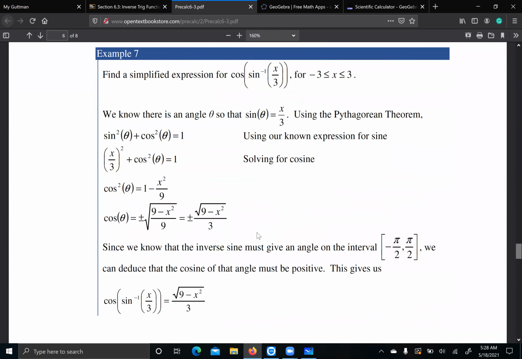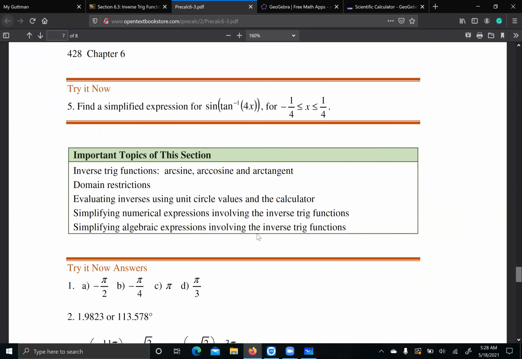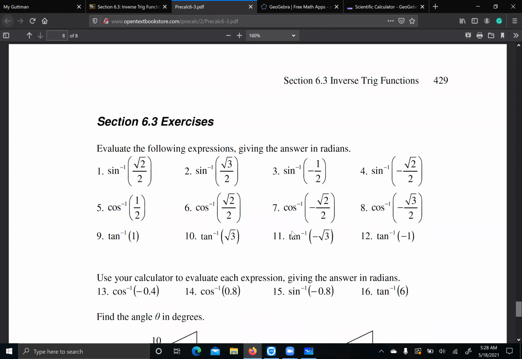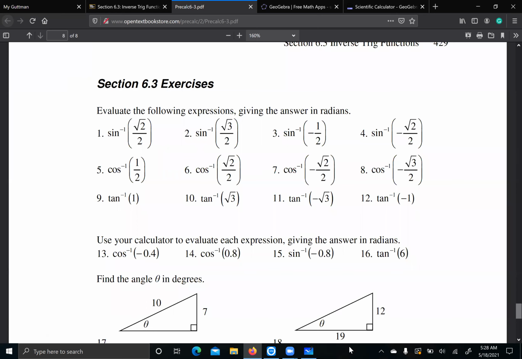There are more questions. I recommend you go over these examples, but in general, you just need to know we defined the inverse of sine, cosine, and tangent. You saw that we restricted the domain to be able to define them. You saw examples on how to evaluate these using inverse functions, using the unit circle, and also a calculator. And we also saw simplifying numerical and algebraic expressions. So now you should be good to do the exercises of this section.